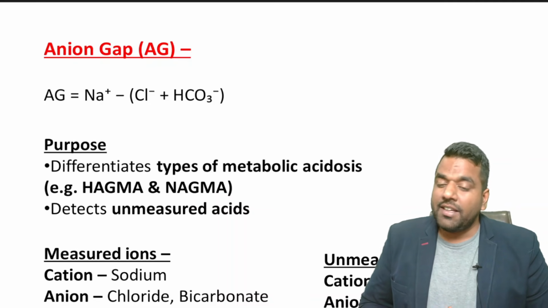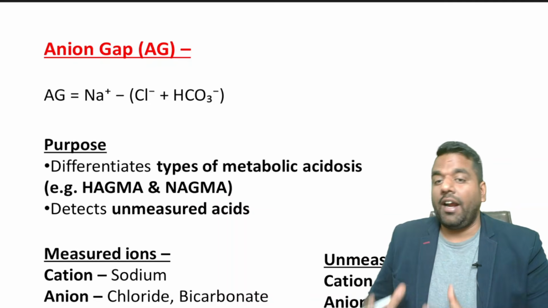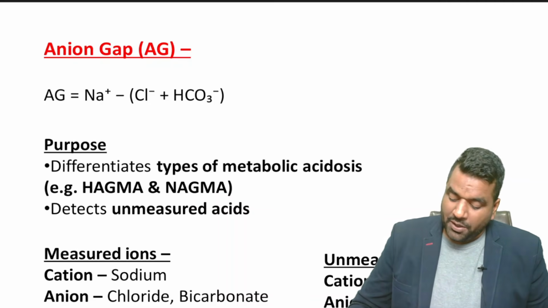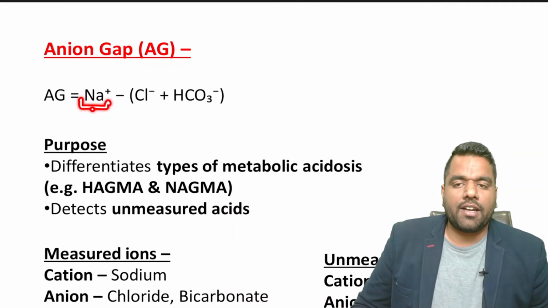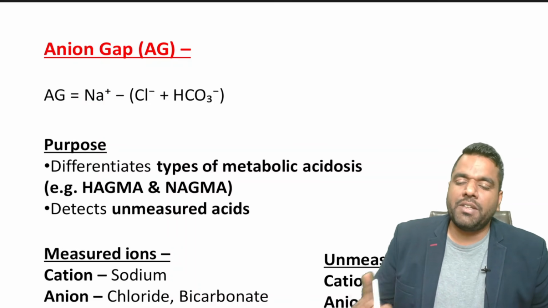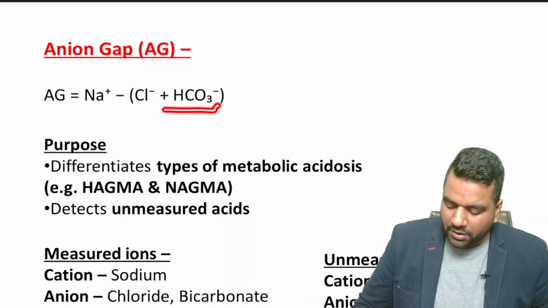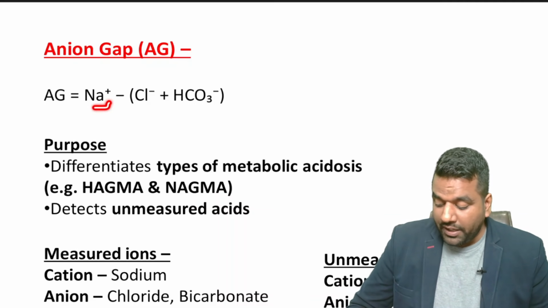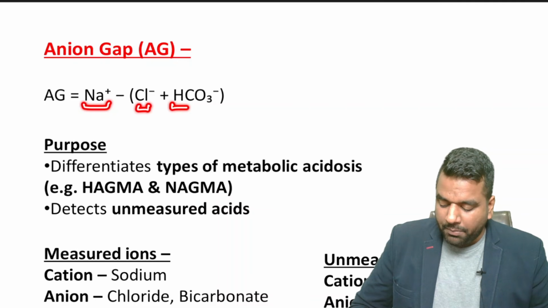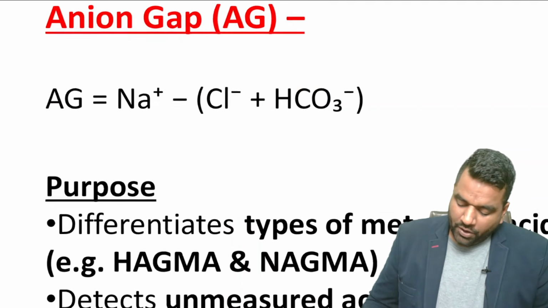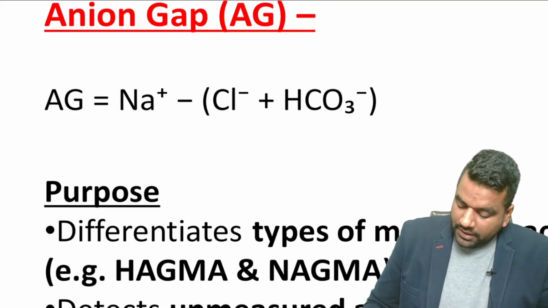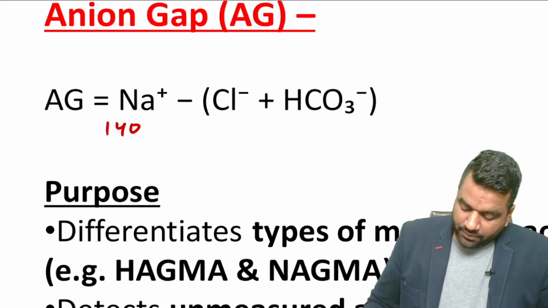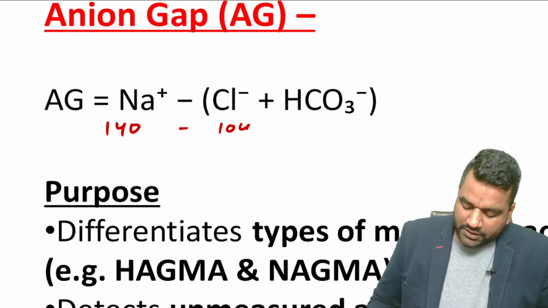Now the question comes to mind, sir, which positive ions should we consider and which negative ions should we consider? Guys, the positive ions we consider are cations, which is sodium, and the negative ions we consider for the plasma are chloride and bicarbonate. So we should know the normal values of sodium, chloride, and bicarbonate. Suppose the normal value of sodium is around 140, chloride around 104, plus bicarbonate around 26.